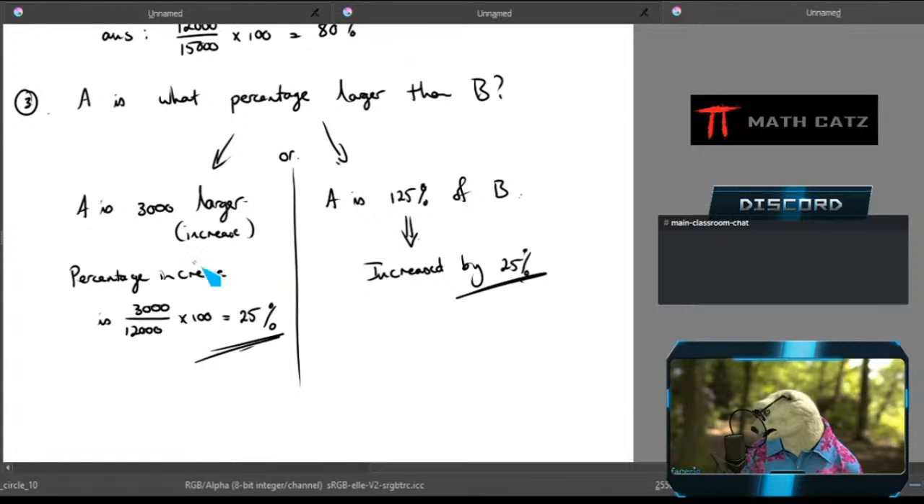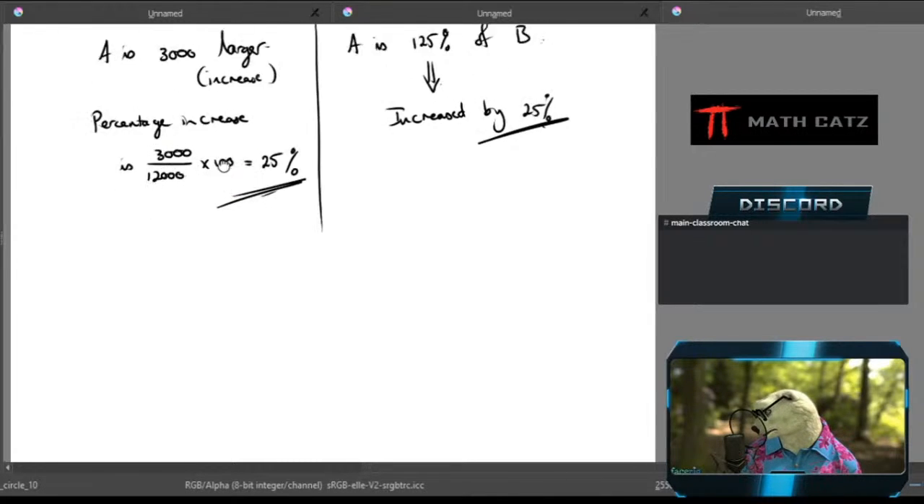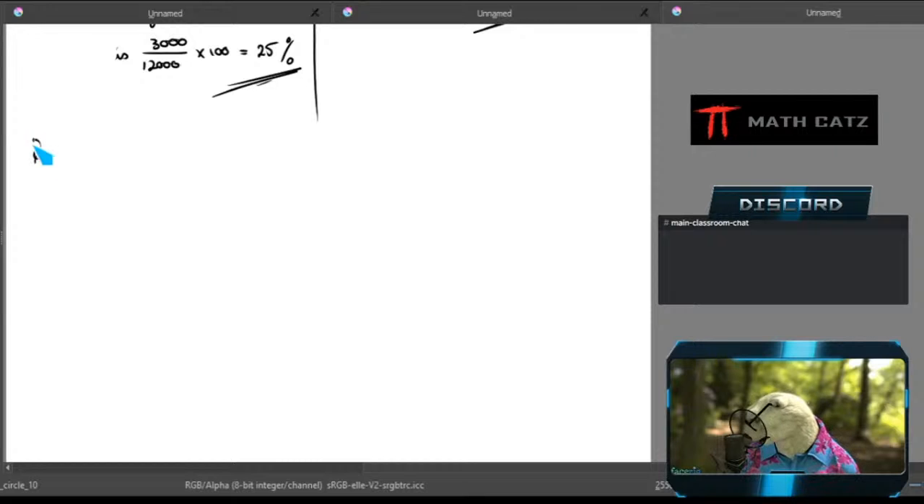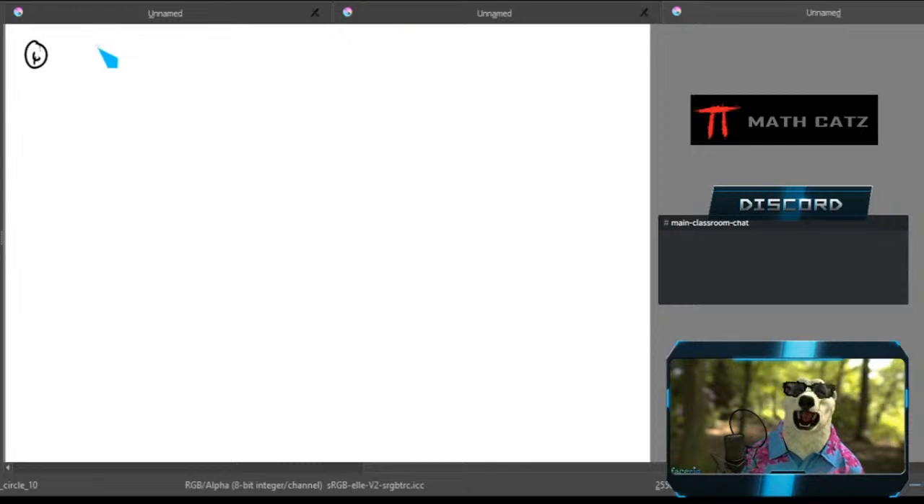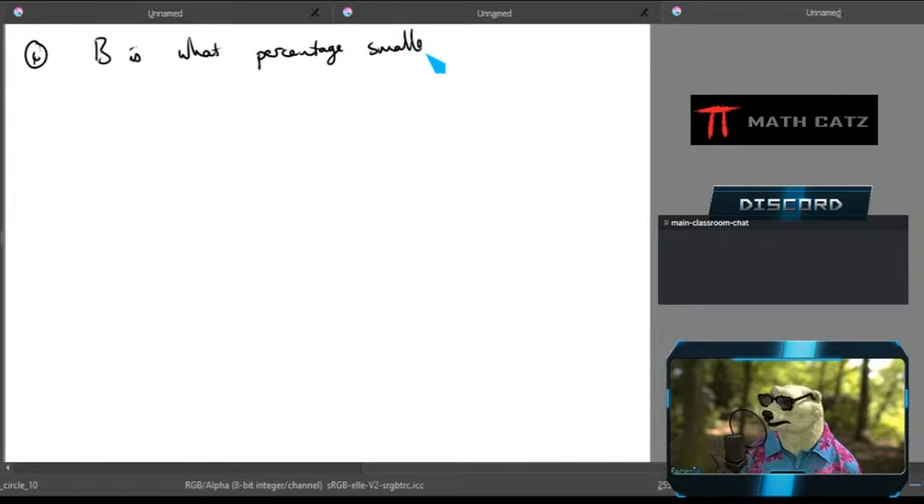For now, it does seem like we have a choice every single time. When things get a little more complicated, the two choices aren't quite as equally efficient. Now in number 4, we're just going to flip that around and ask B is what percentage smaller than A? And these basic questions, we build on that foundation.